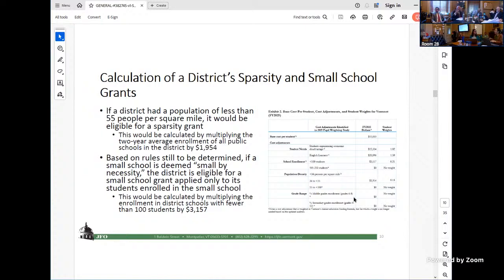It's helpful. Any insights into why there are two different categories here? Where I'm going is, if a district or area has a population with very few people per square mile, it is in fact small by necessity. So it seems to be kind of like dual coverage for the same issue. I'm wondering if there's any insight you picked up on why there are two different categories.